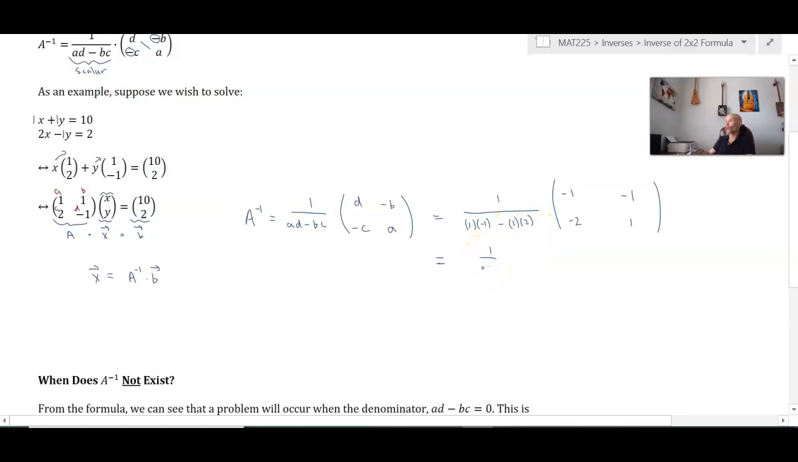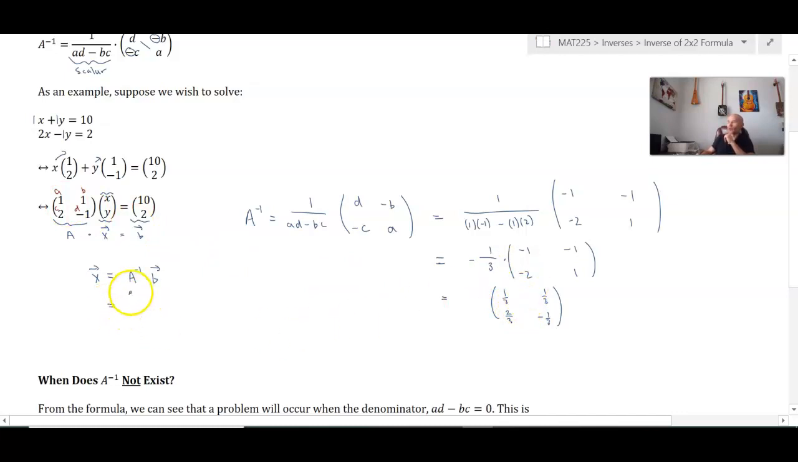So we'll have 1 over -3, or -1/3 times our matrix: -1, -1, -2, 1. So when we multiply all 4 components by -1/3, we get 1/3, 1/3, 2/3, and -1/3. So right away we can see that A inverse is again not just 1 over each of the values. Notice that 1 over 1 and 1 over 3 are not the same.